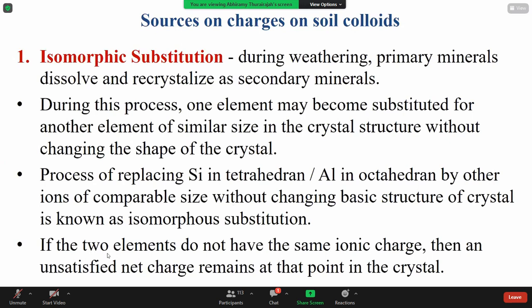Okay? If those two elements do not have the same ionic charge, then the unsatisfied net positive or maybe negative charges remain at that point in the crystal. So that will create the charge.